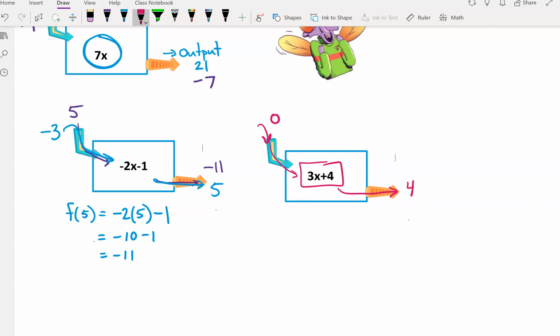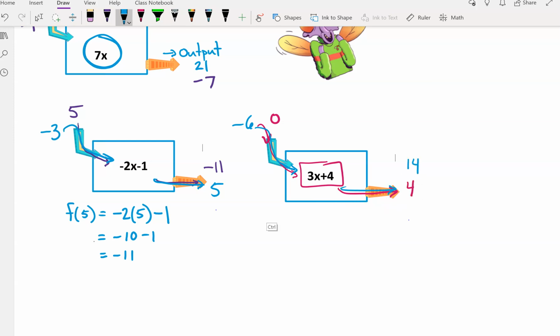Okay, let's try another number. Let's try a negative number this time. How about a negative 6? Let's drop that negative 6 right in there. 3 times a negative 6 is negative 18. Negative 18 plus 4. The output is going to be 14.